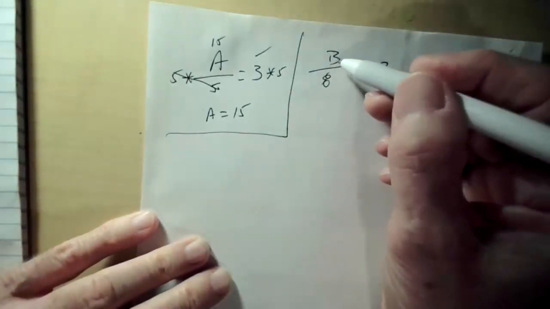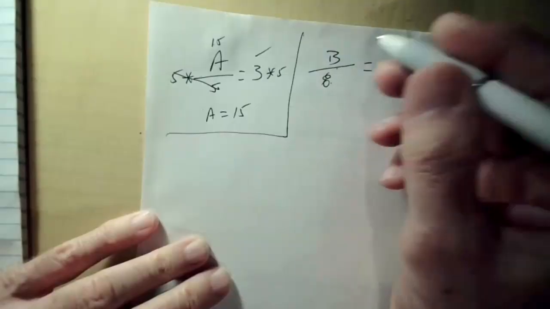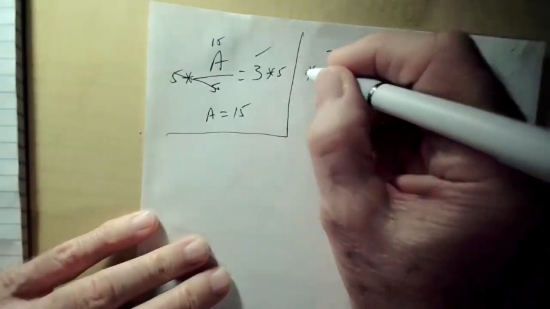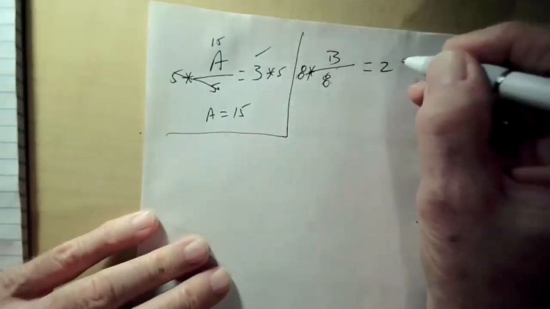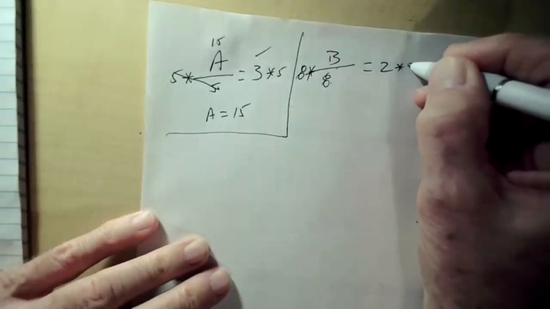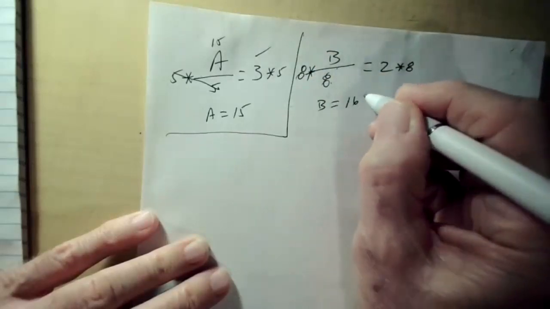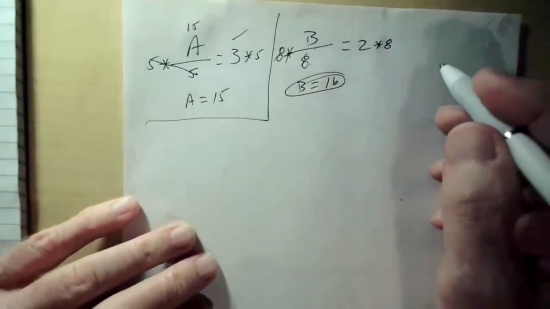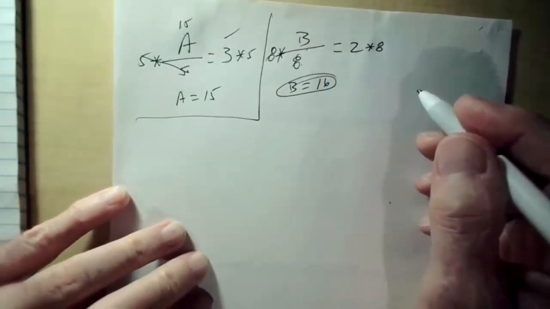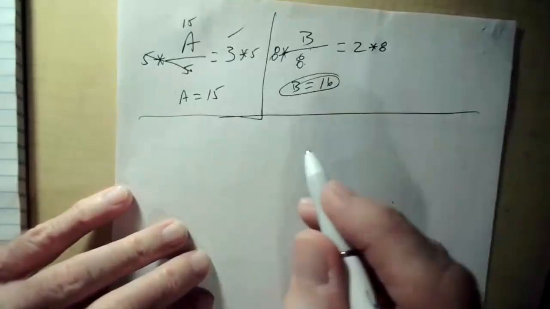Okay, B divided by 8 equals 2. How do we undo division? Multiplication. Multiplied by 8, multiplied by 8. So B is 16.